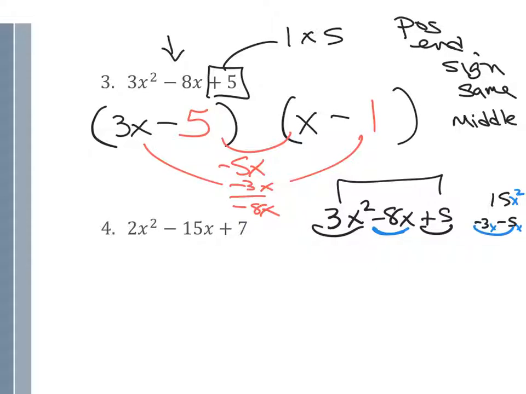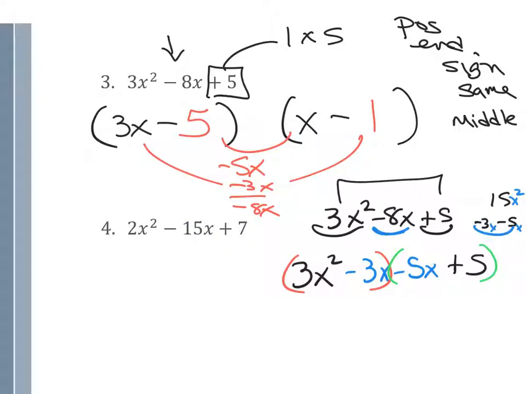So we're going to rewrite 3x squared. We're taking out the negative 8x and putting in negative 3x and negative 5x. Rewrite the end number, and now make your groups. Now, again, it won't matter. If I would have put the negative 5 here, it still would have factored to the same thing.